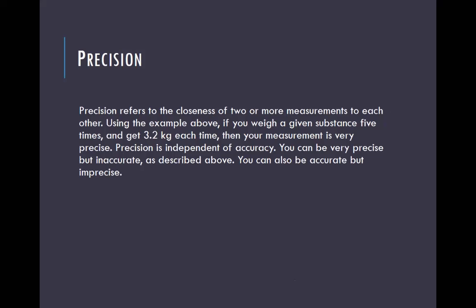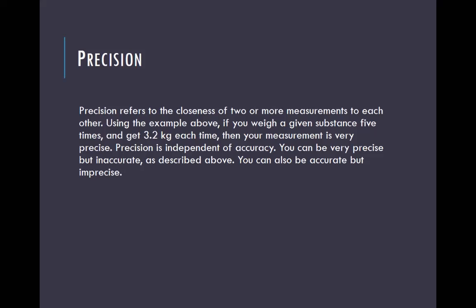That's different from precision. Precision refers to how close two or more measurements are to each other. Using the example from the previous slide, if you weigh a given substance 5 times and get 3.2, 3.2, and 3.2 kilograms every single time, then your measurement is very precise. Not necessarily accurate because it was supposed to be 10, but you're getting good precision because the measurement is very repeatable. Okay? So precision is independent of accuracy.